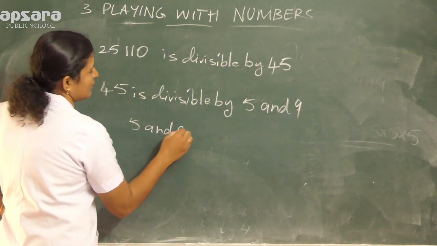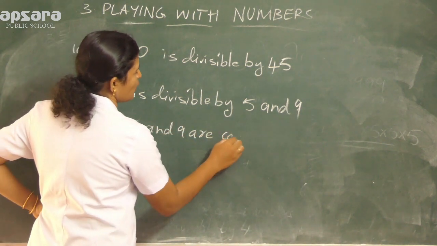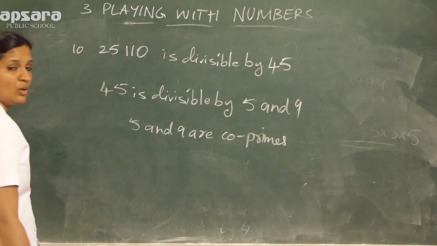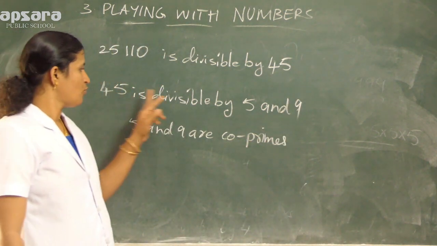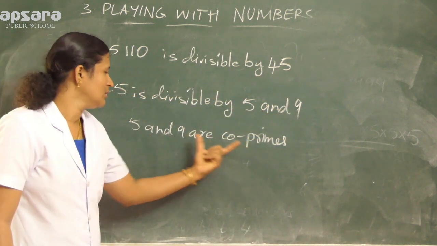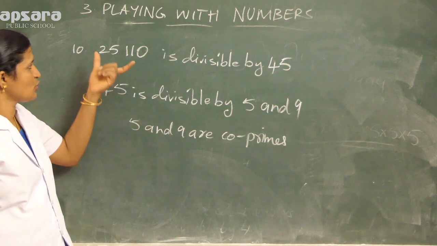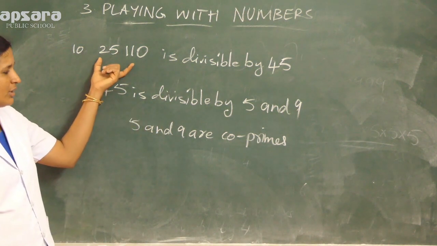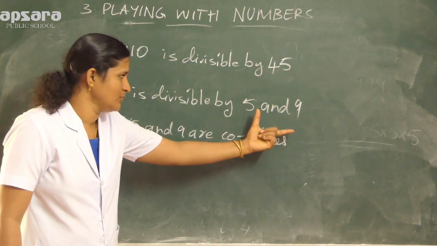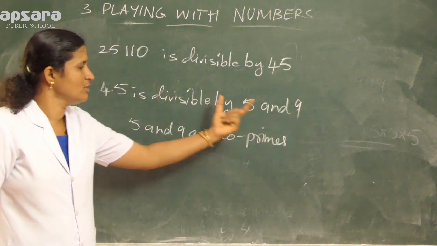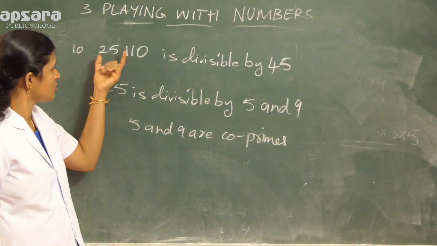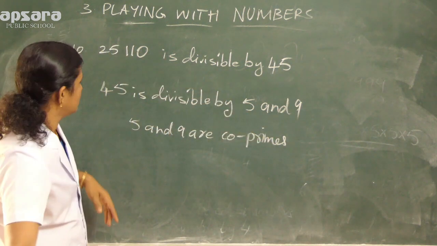And what are these 5 and 9? 5 and 9 are co-primes. So 5 into 9 is 45. If a number is divisible by co-primes, the number is also divisible by their product, right? 45 is divisible by 5 and 9.